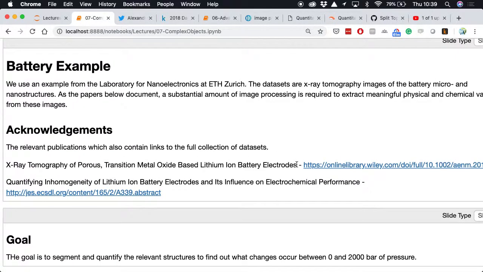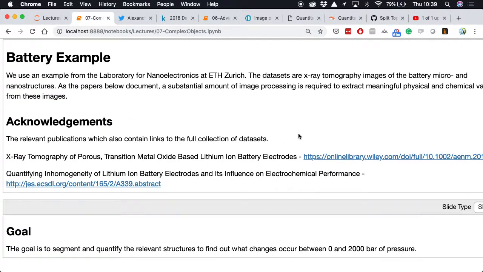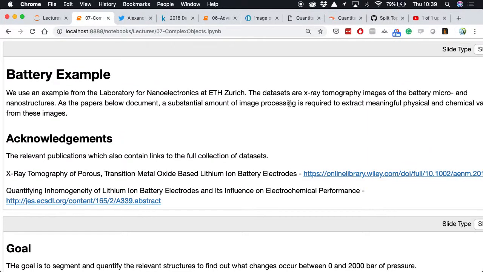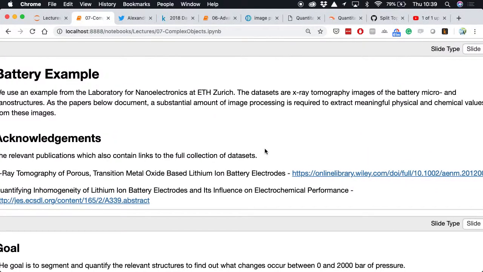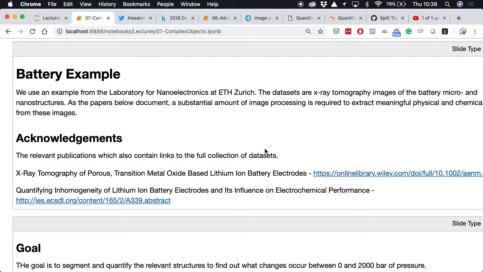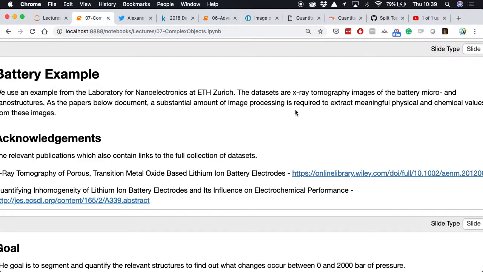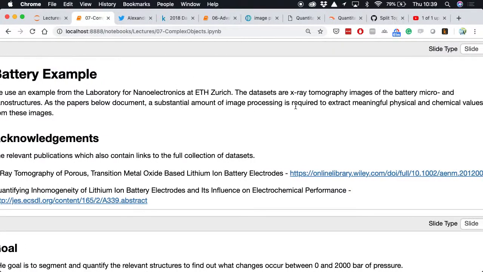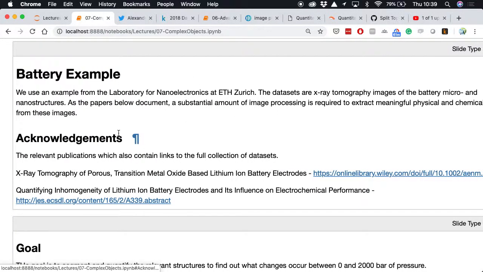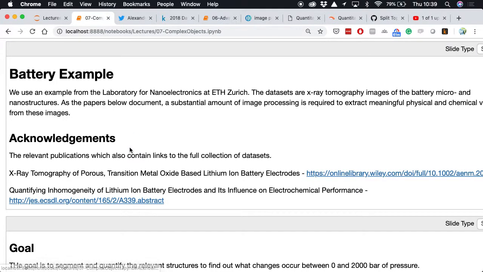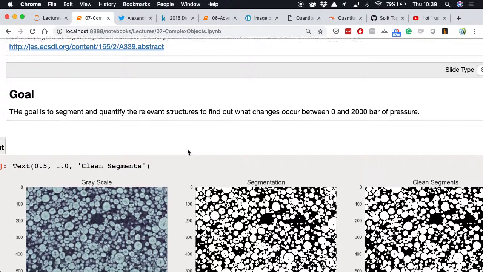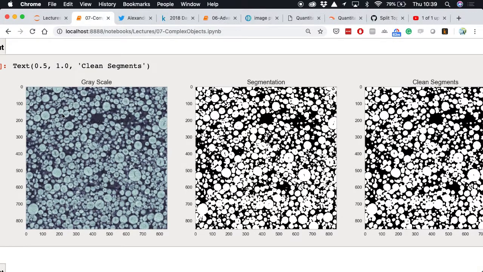So now we can go to one more example where we have this idea of looking at batteries and electrodes inside of them. And this is from a group at ETH. And all the data is made available publicly. And so you can take these X-ray tomography images and look at the micro and nano structures inside of them in order to quantify how things are connected in the battery and the structures that you see. So here you have this standard grayscale image.